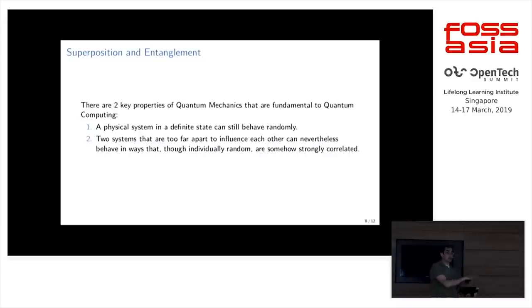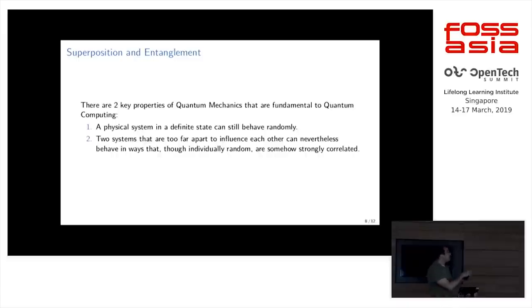The next thing we're going to talk about is called superposition. But before we get into the details on that, I just wanted to mention there are two fundamental properties of quantum mechanics and quantum computation, which are going to be basically all I cover in this workshop, but it should give you a basis to understand why quantum computing is different. And those are superposition and entanglement.